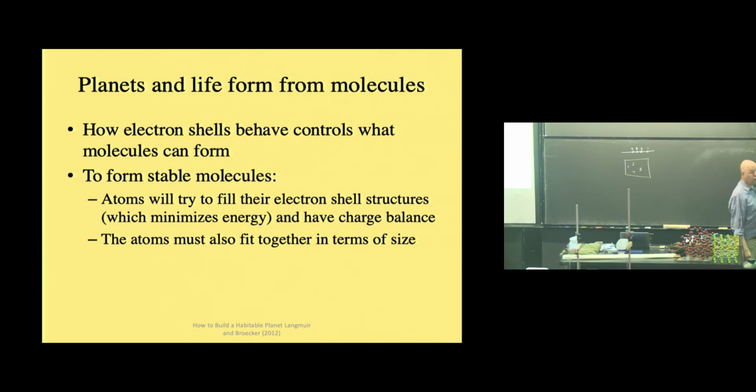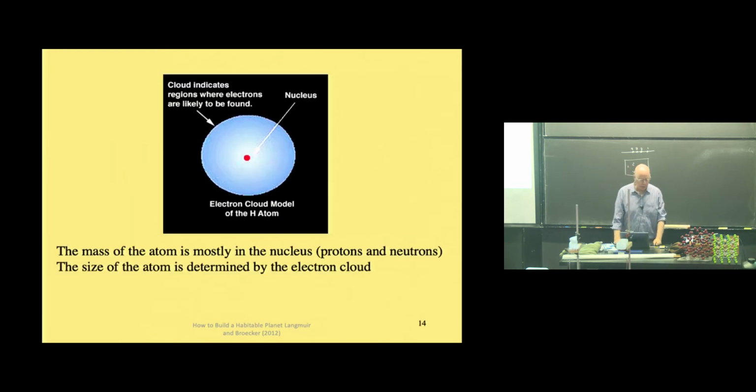And so you're going to form molecules because the electron shells interact. Atoms will try to fill their electron shell structures, which minimizes their energy. They want to have charge balance, and they also have to fit together in terms of size. There are all kinds of ways that they need to adjust to one another. And as I've said before, I can't show you the nucleus on this diagram because it would be too small for you to see. But the atom is this big cloud around the little tiny nucleus, and it's going to bump into another cloud, which is an adjoining atom, and all the interactions take place between those clouds.